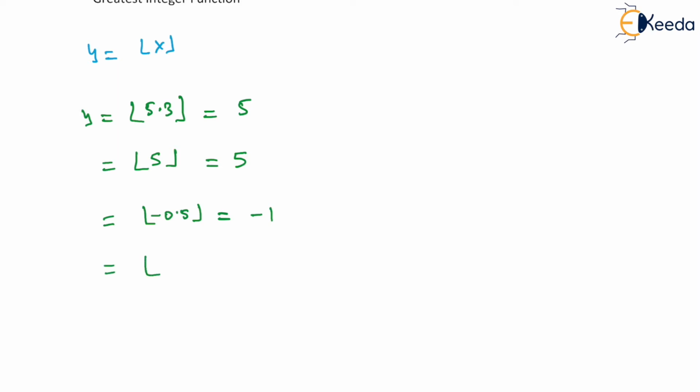So let's say if we have to find y equal to greatest integer for 5.3, in that case it is going to be 5. If we have a simple integral value, it will directly become 5. And for any values on the negative side, let's say if we have minus 0.5, then in that case the integral value lower end will be minus 1, and if it is, let's say, minus 1, then it is going to be minus 1 only.